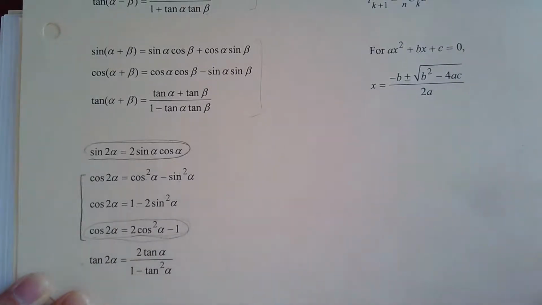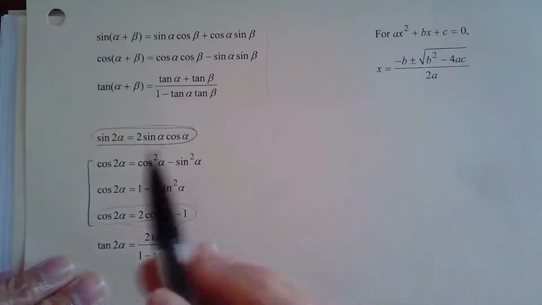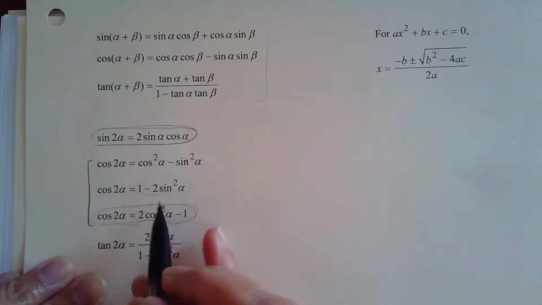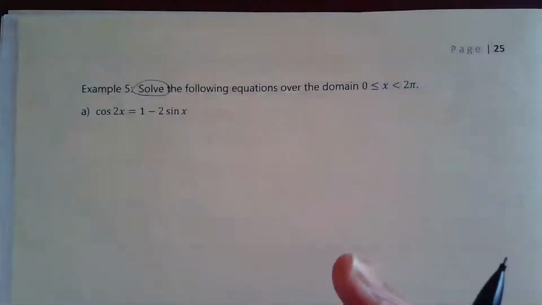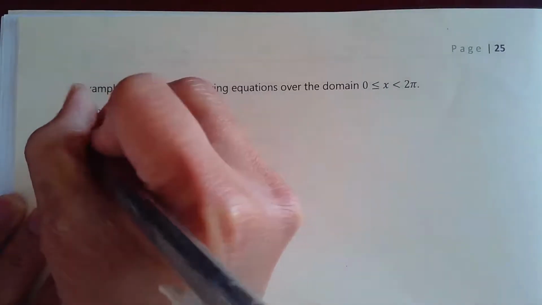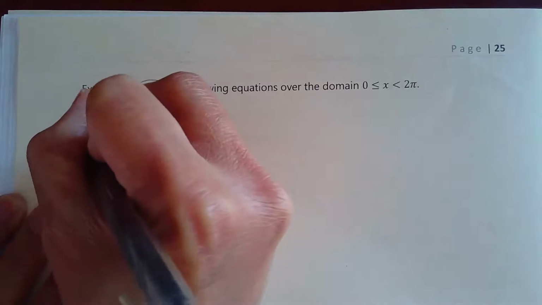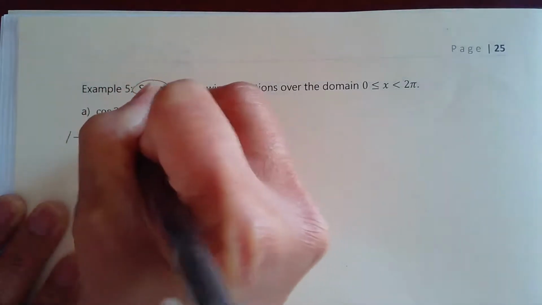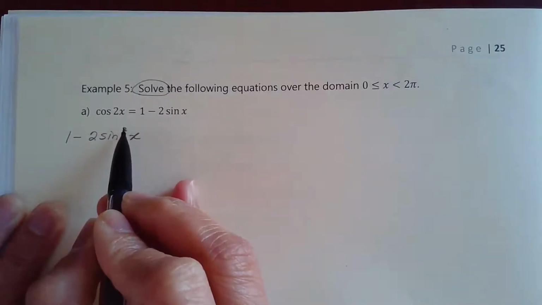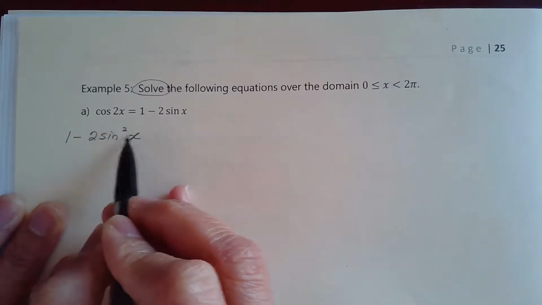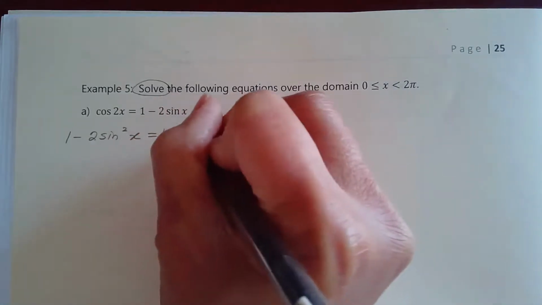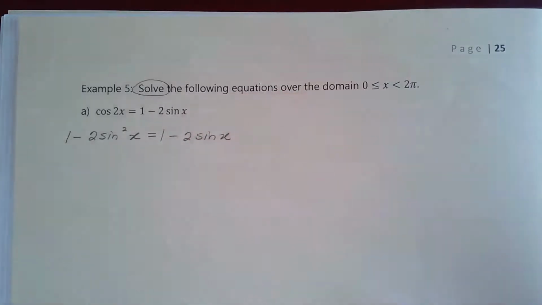In this particular case, we're just going to use this one because in our equation, we have sine of the angle. So cos 2x, we're going to write it as 1 minus 2 sine squared of x. Now you got to make it squared x. Okay, not 2x, it's squared x. Equals 1 minus 2 sine x.